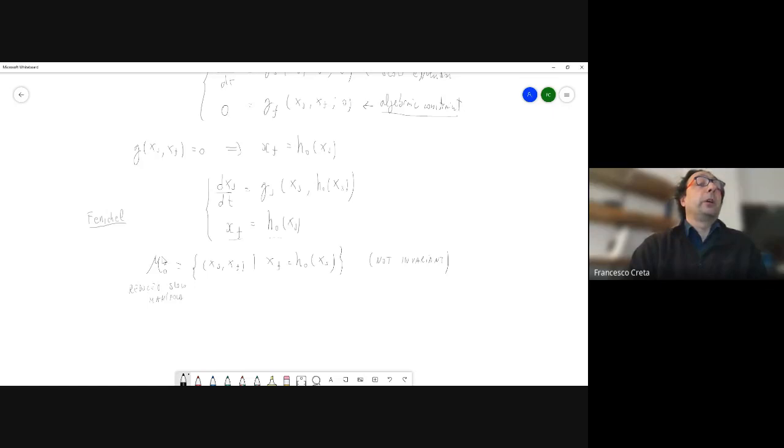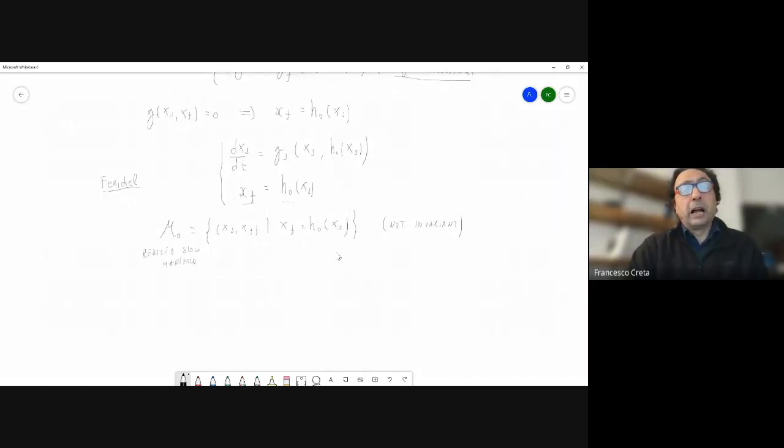We can represent this M0 in this particular way. This is just another notation. It's a set of points of the plane XS and XF, a locus of points of coordinates XS and XF, such that XF is equal to H0 of XS. The last thing I said last time is it's not invariant.